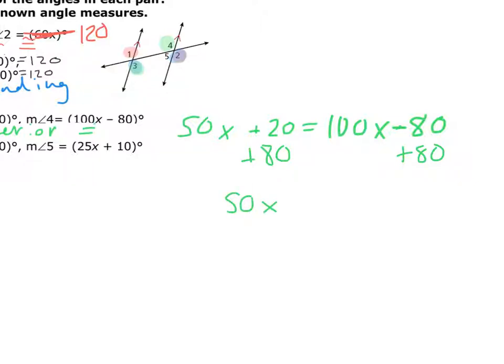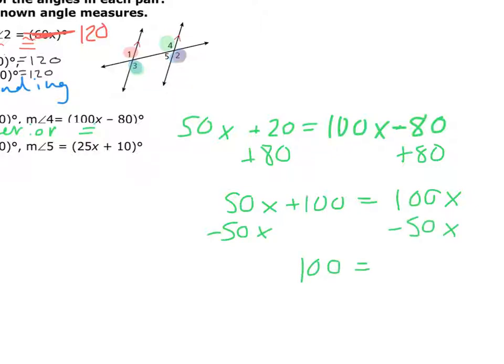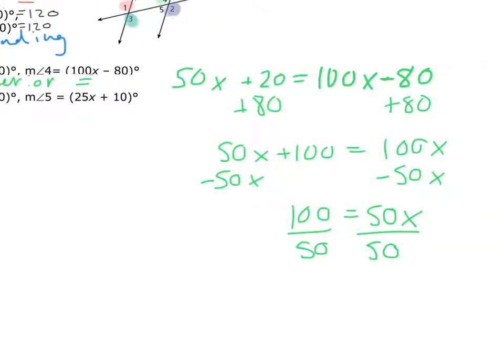So we have 50x plus 100 is equal to 100x. So we subtract 50x from both sides, so we get 100 is equal to 50x. Ariana, what do we do next? We're solving for x. You divide by 50 on both sides. And what do we get for x? You get 2. X is equal to 2.